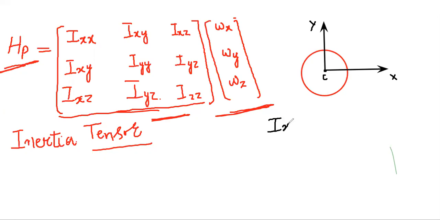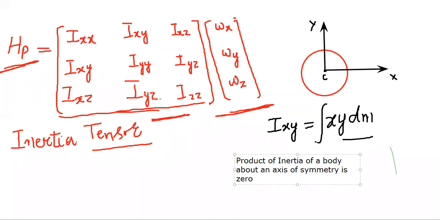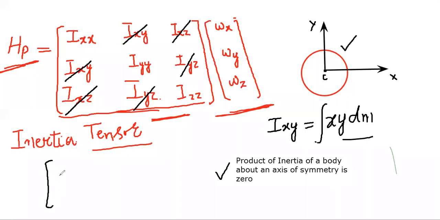Now we are already familiar with the product of inertia Ixy, which we write as the integral of x y dm. If you recall chapter 1, we said that the product of inertia of a body about an axis of symmetry is zero. We have already done it as a theorem. So if the rigid body is a symmetric body, then Ixy is zero, Ixz is zero, Iyz is zero. The only terms that we have for symmetric bodies will be Ixx.